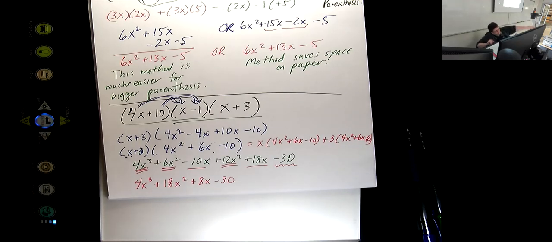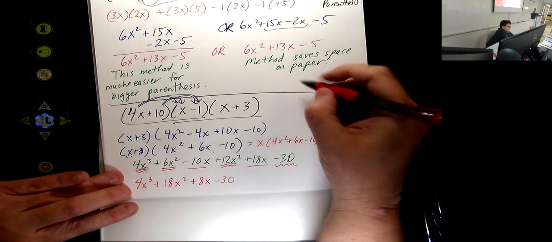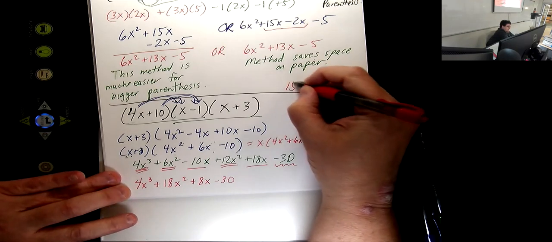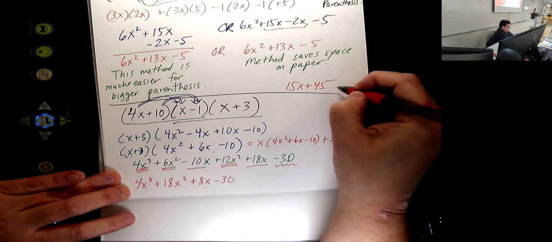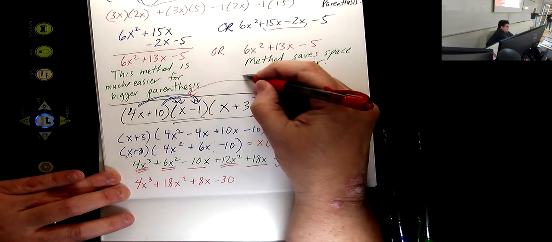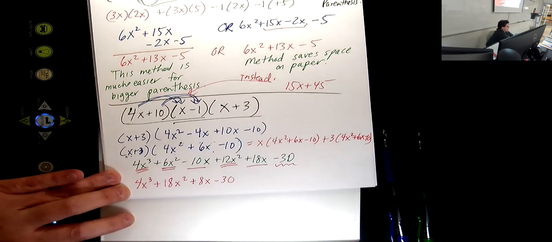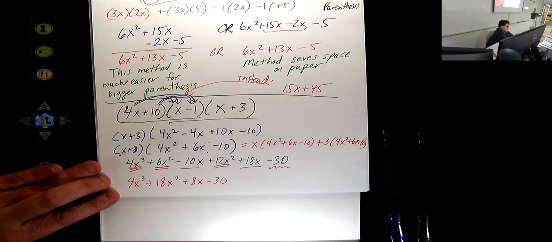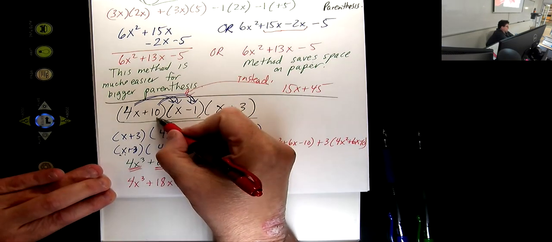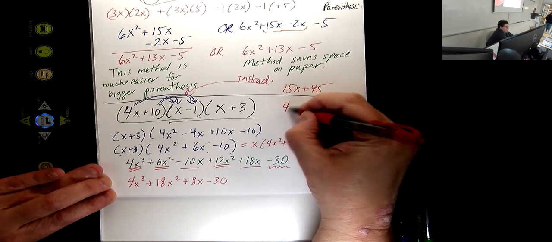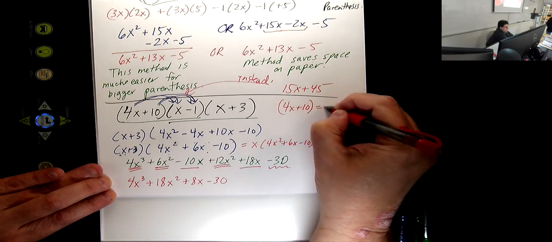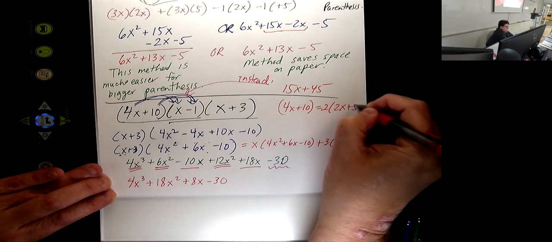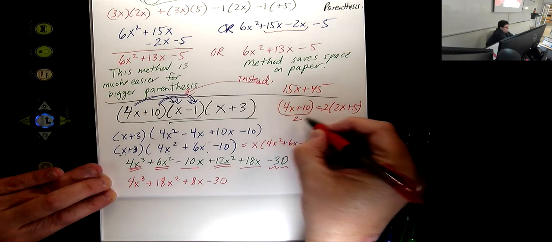Now, if the numbers get ugly, like if this was 15x plus 45 instead of 4x plus 10, you may not want to do all that multiplying by 15. Something helpful to notice is that 4 and 10 are both multiples of 2. I could have taken the 4x plus 10 and written it as 2 times 2x plus 5, effectively dividing a 2 out of each of them and putting it out front.